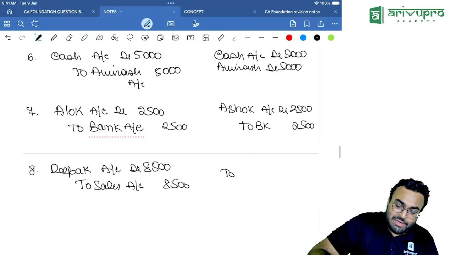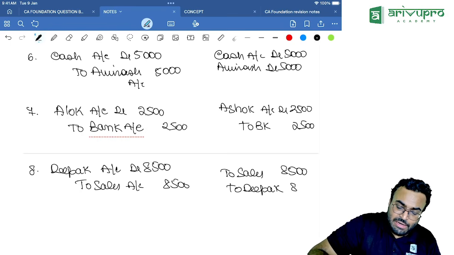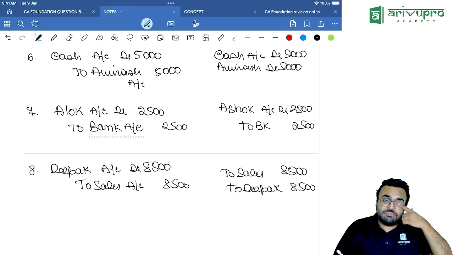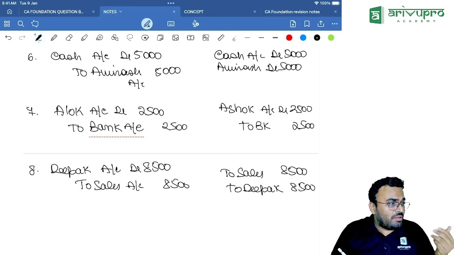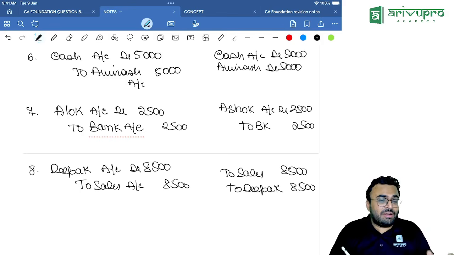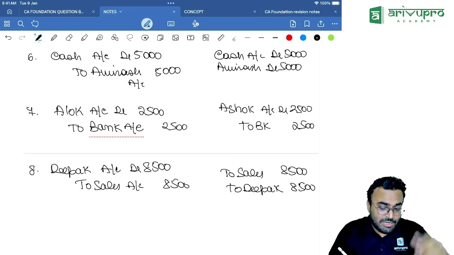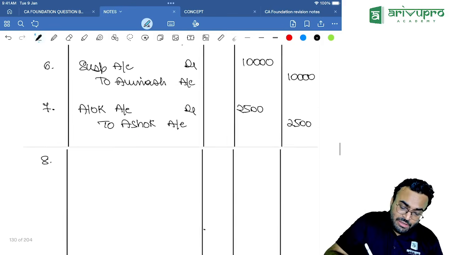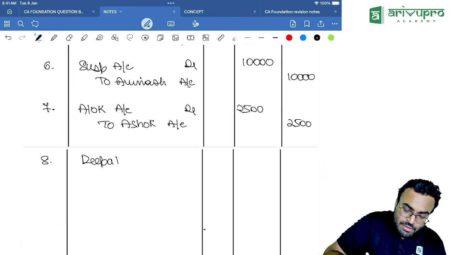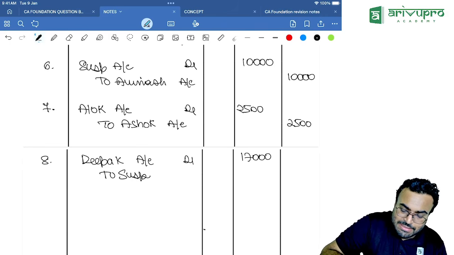So they have passed the entry to sales 8,500 and they have also written to Deepak 8,500. So what should we do? We should remove Deepak, right? And we should write Deepak account debited 17,000. Double it. So the entry will be Deepak account debited 17,000 to suspense account 17,000.